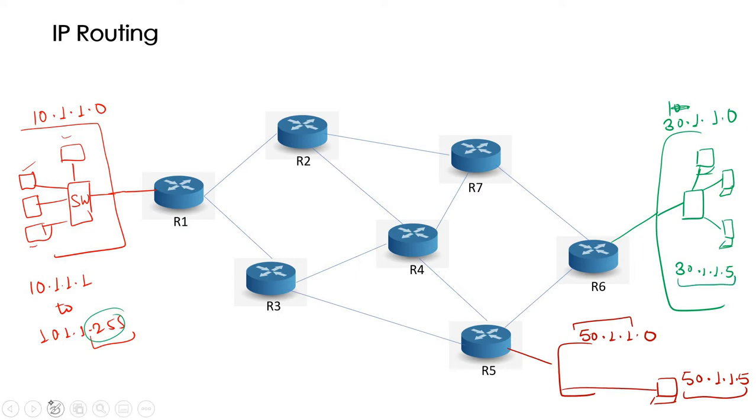And here, if you talk about the first network, obviously one of the computers may have the IP address of 10.1.1.5. So if this 10.1.1.5 wants to communicate, or just for simplicity, let me take the example of a ping. If this computer tries to ping 30.1.1.5, what happens?